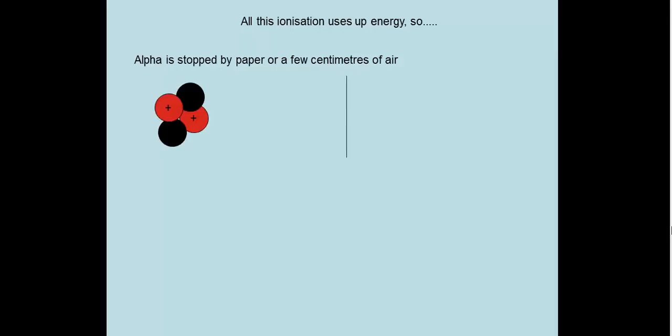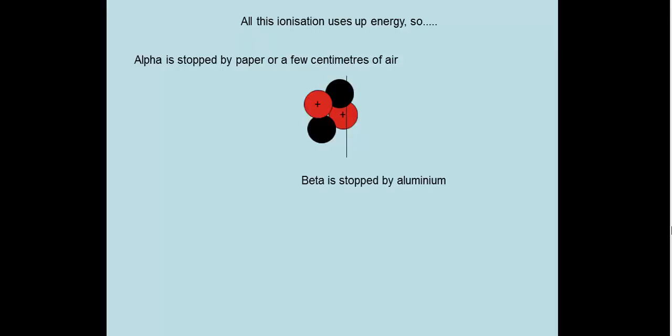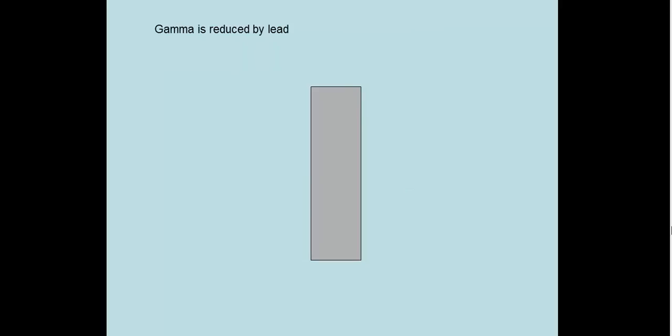But all this ionization uses up energy, so alpha is stopped by paper or a few centimeters of air. An alpha particle flying along meets a sheet of paper and is stopped. It will carry out a few thousand ionizations and quickly run out of energy. Beta will be stopped by aluminium. Gamma is reduced but not stopped by lead.